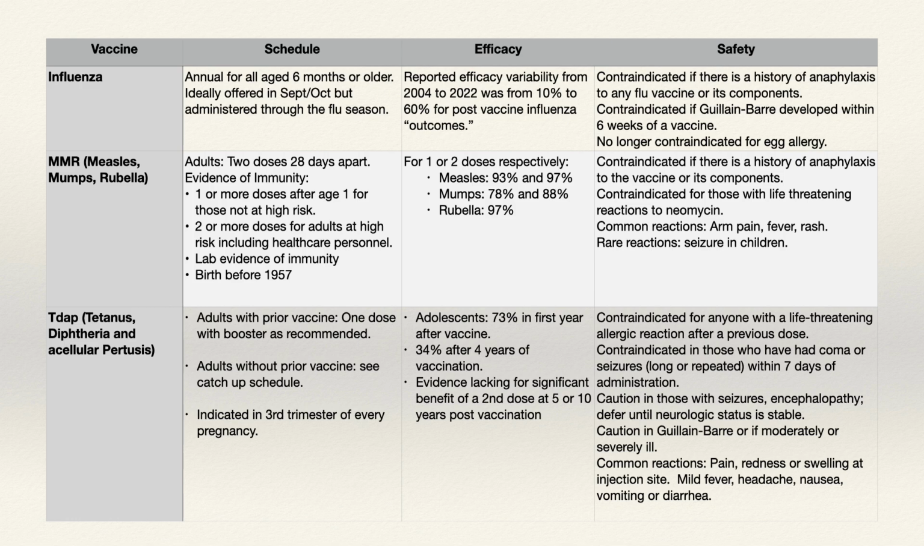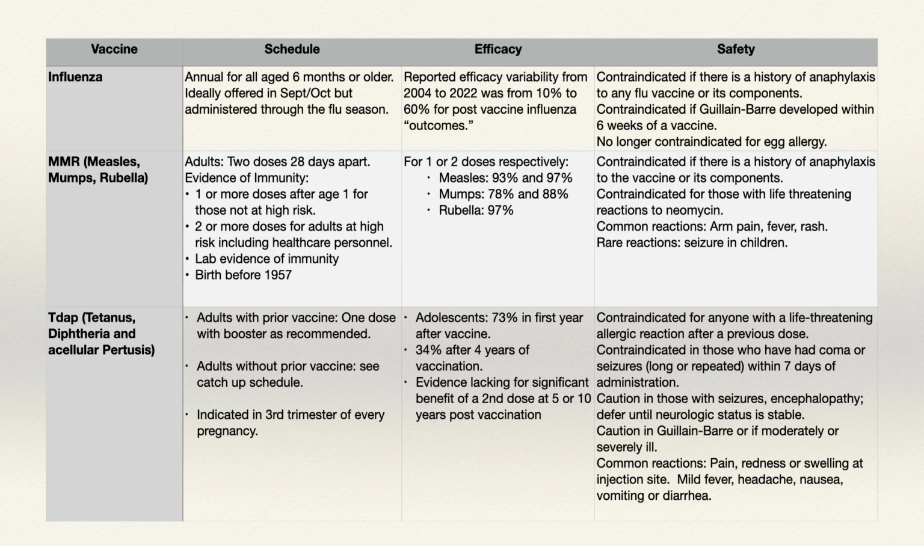The reported efficacy variability from 2004 to 2022 was from 10% to 60% post-vaccine influenza outcomes. It is contraindicated if there is a history of anaphylaxis to any flu vaccine or its components. It's contraindicated if Guillain-Barré developed within 6 weeks of a vaccine. It is no longer contraindicated for egg allergy.